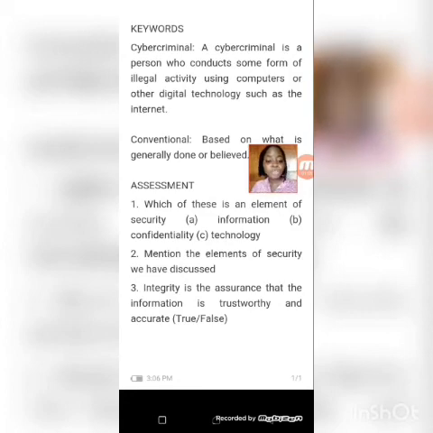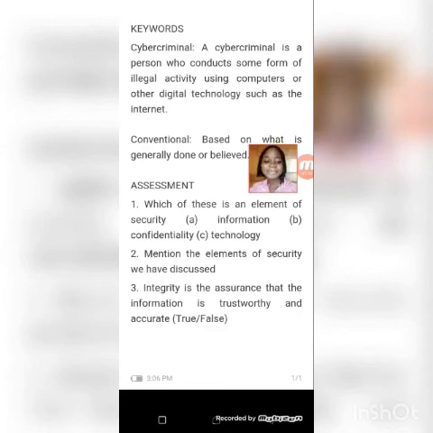So conventional means based on what is generally done or believed. We use it in a sentence where we said it is a conventional attack. So conventional, let's spell it: conventional, means based on what is generally done or believed. Let's spell conventional again: conventional. A new word, right?